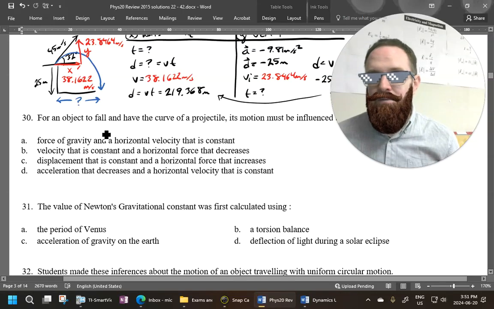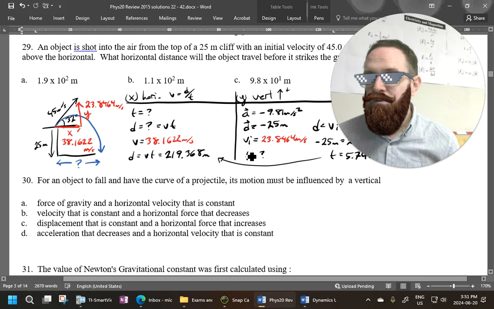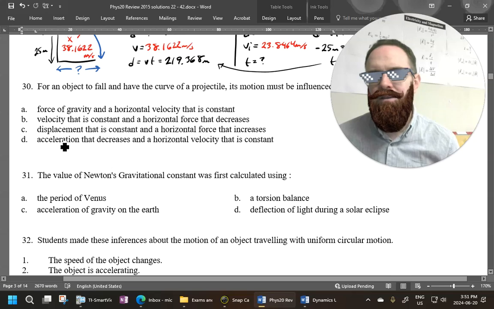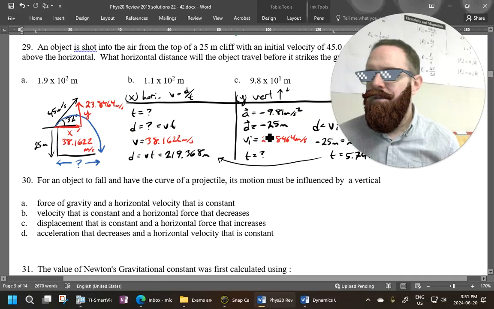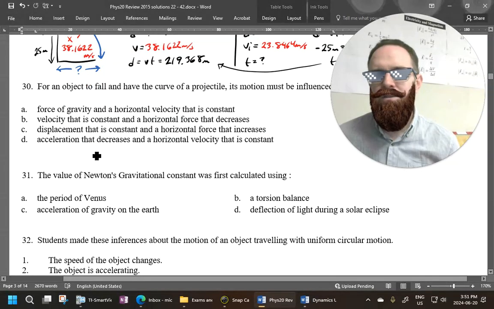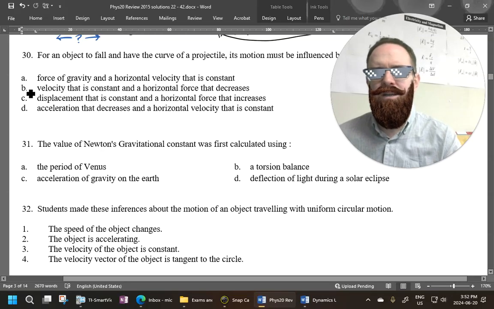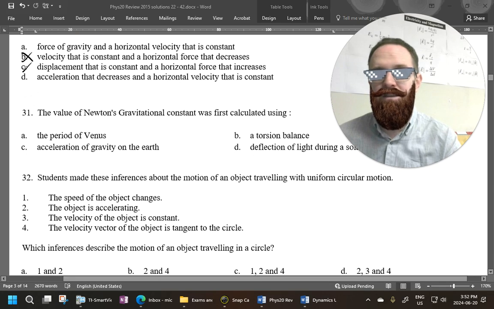All right, for an object to fall and have a parabolic projectile motion, the motion must be influenced by a vertical force of gravity. By a vertical acceleration that decreases? That doesn't make any sense. Displacement, that's constant? No, that doesn't make any sense. Vertical velocity is not constant, right? My vertical velocity is always changing because we're accelerating due to gravity.